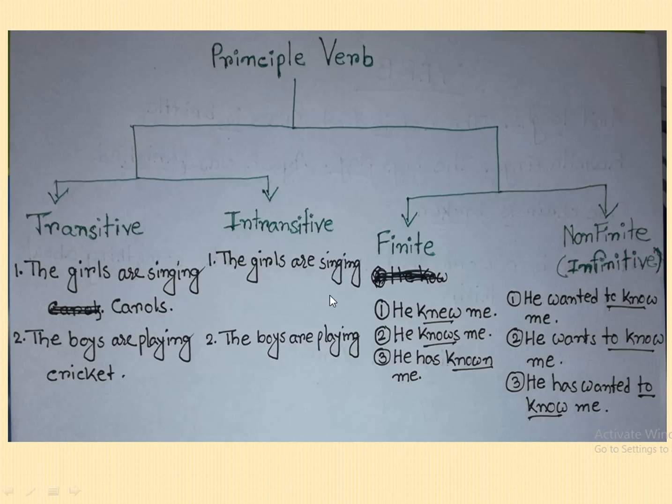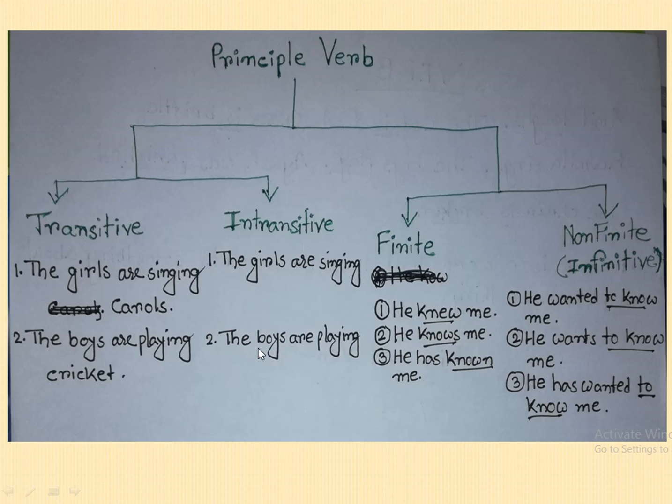Okay, now let's go to the intransitive. In intransitive, see, the girls are singing. There is no object, the sentence is finishing here. The action is not moving to an object. The girls may be singing songs, carols, or hymns. This is not clear. So we don't have an object here, that means this is intransitive.